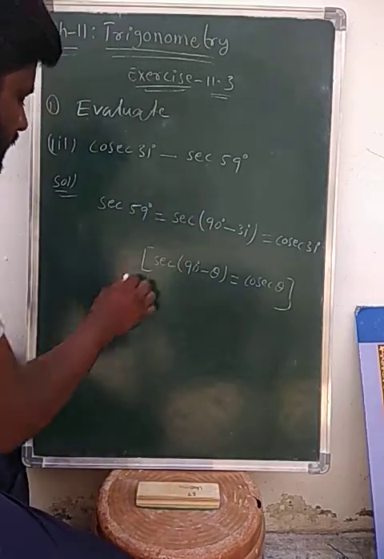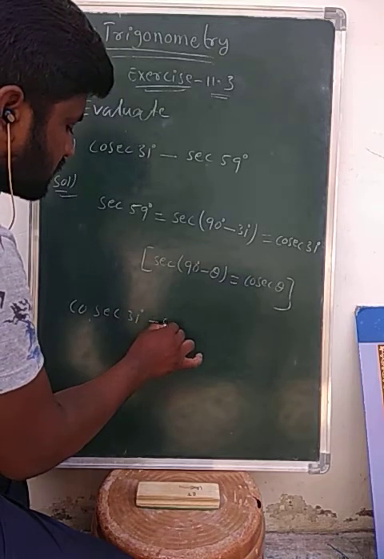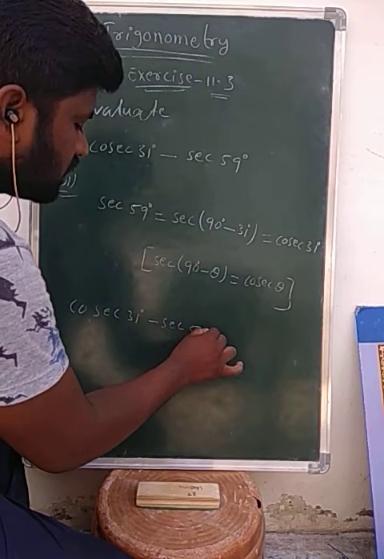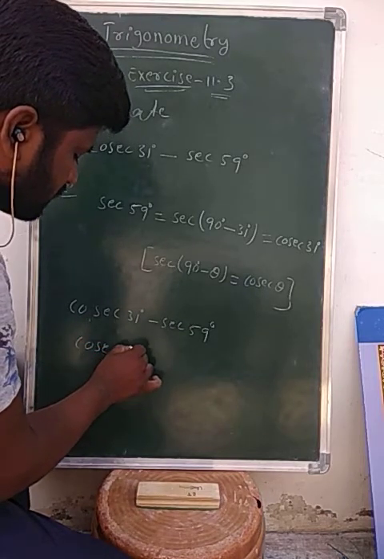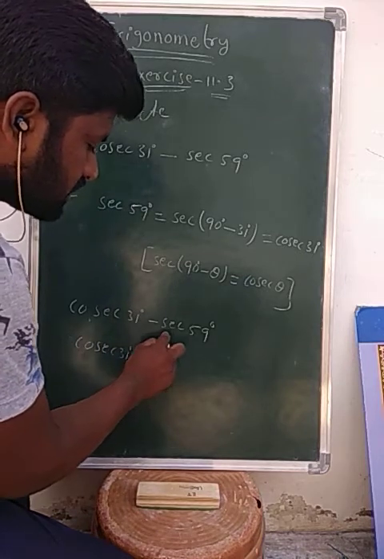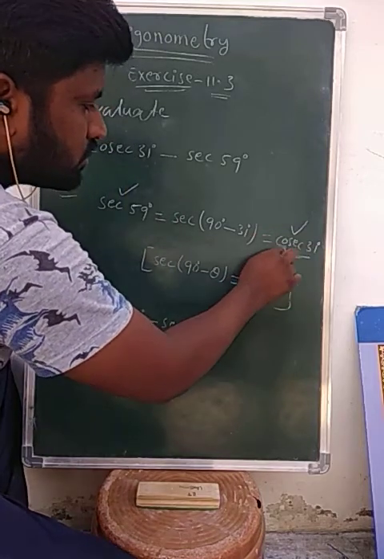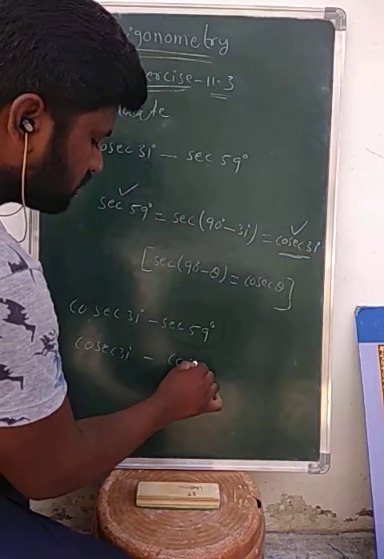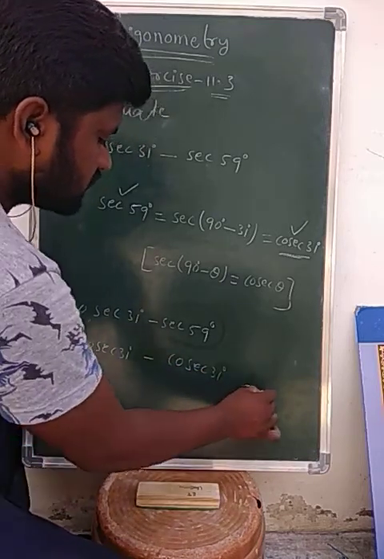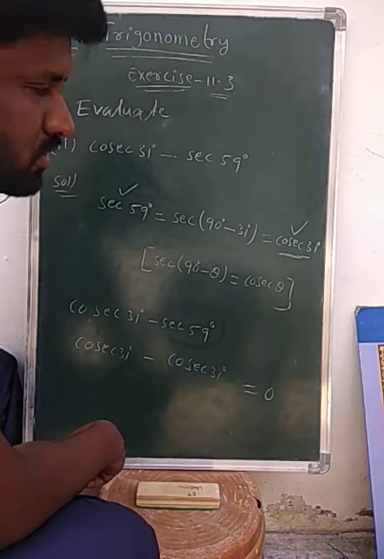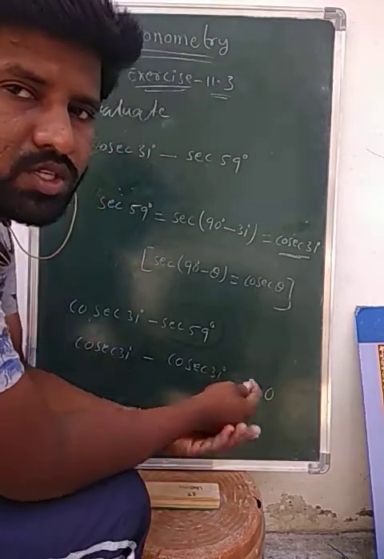Now write the expression: cosecant 31 degrees minus secant 59 degrees. Cosecant 31 degrees stays the same, and in place of secant 59 degrees we write cosecant 31 degrees. Now cosecant 31 degrees minus cosecant 31 degrees is equal to 0. So the value of this is 0.